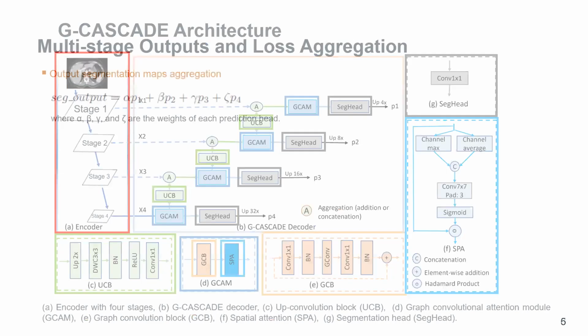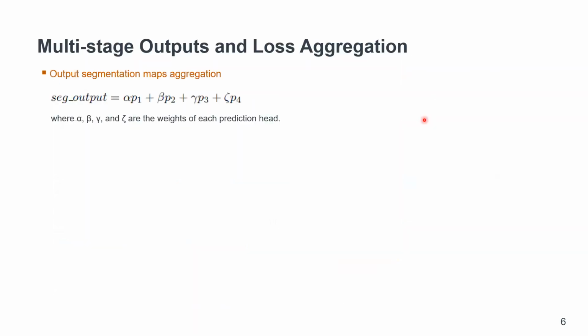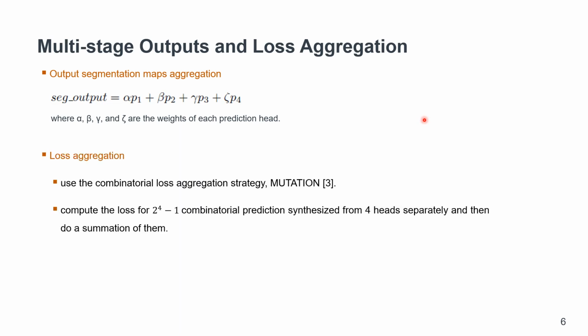Now, how do we combine these 4 segmentation maps? We use a naive approach: we add all the 4 prediction maps together with weights. Here we set all the weights equal to 1. For binary segmentation, we use the sigmoid activation to get the logits, and for multi-class segmentation, we use softmax.